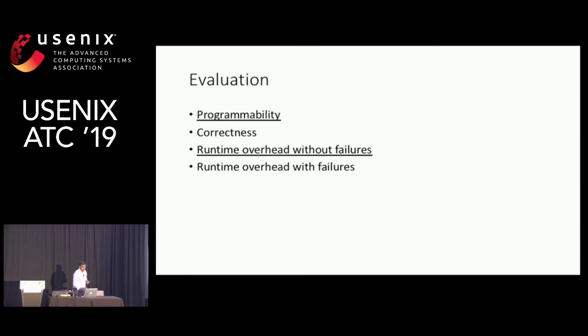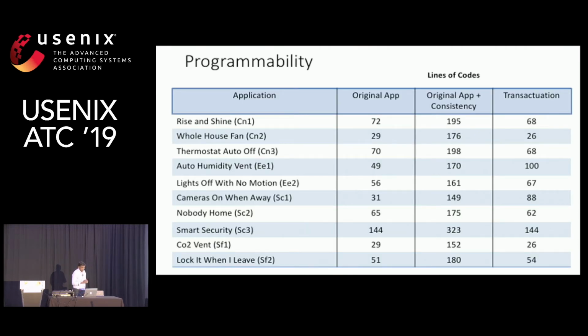We evaluated transactuations on several metrics. In the interest of time, I will talk about two metrics here: programmability and the runtime overhead without failures. In programmability, I am showing you several applications taken from the real world. We re-implemented these applications in Node.js, as transactuation is implemented in Node.js. So, the first column shows the lines of code in the original app, and in the middle column, the developer manually introduced the consistency guarantees that a transactuation provides, adding lines of code that make the application complex and increase the lines of code as well.